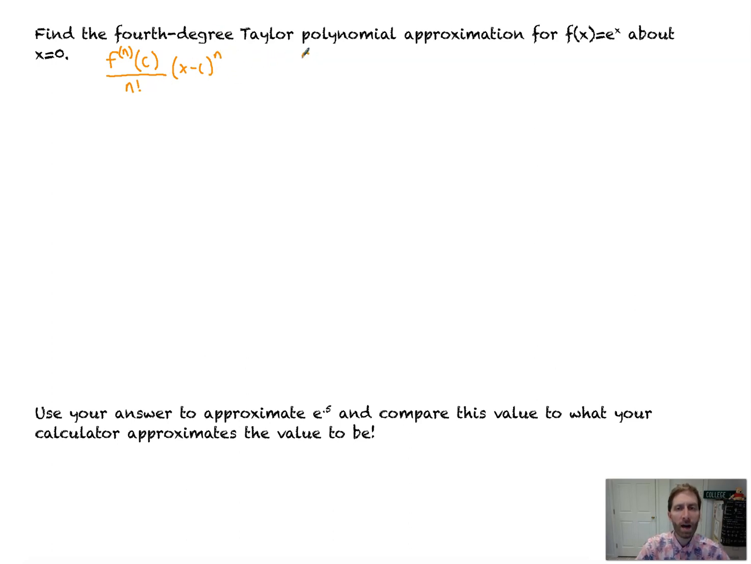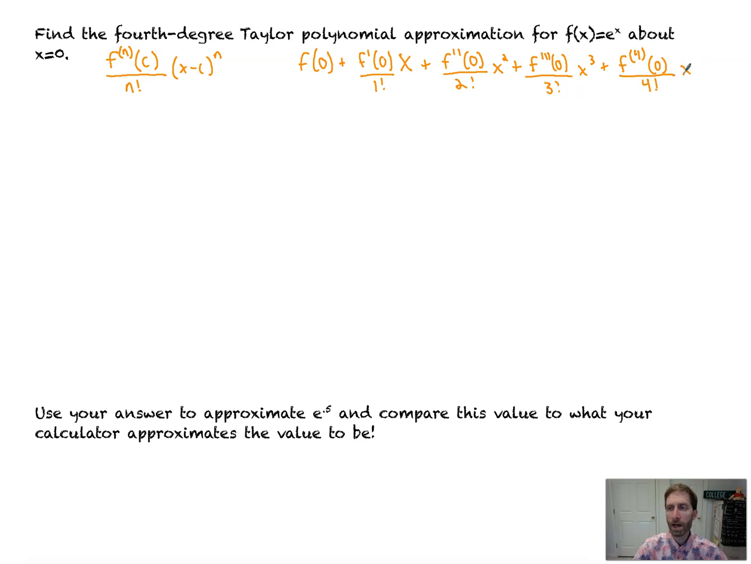So in this case, I'm going to have f of 0 plus f prime of 0 times x over 1 factorial, plus, and we're going to go out to the fourth degree, fourth order some teachers call it, f double prime of 0 all over 2 factorial, x squared, plus f triple prime of 0 all over 3 factorial times x cubed, plus the fourth derivative of f at 0 all over 4 factorial times x to the fourth. And if you're looking at that like, where is he getting this from?